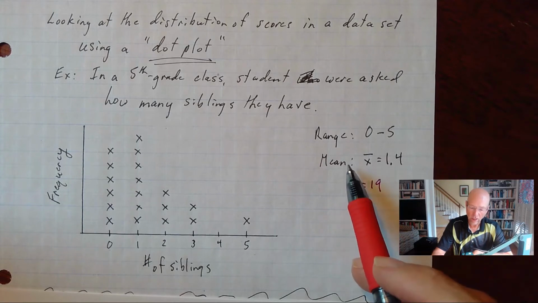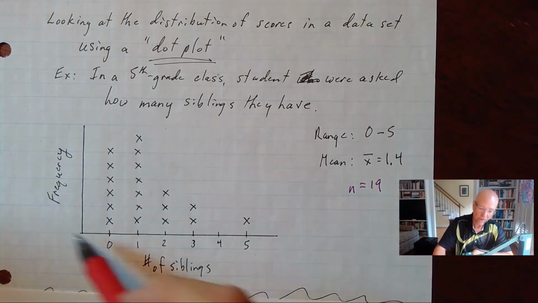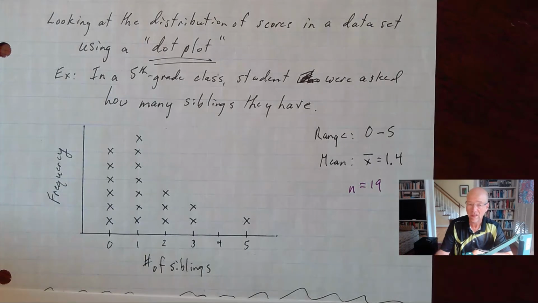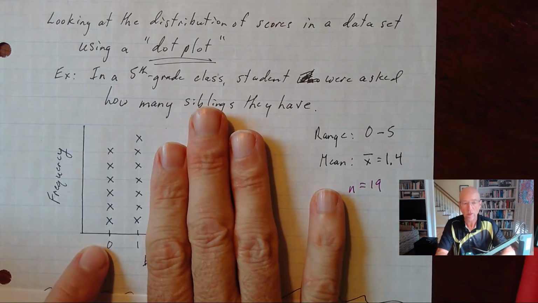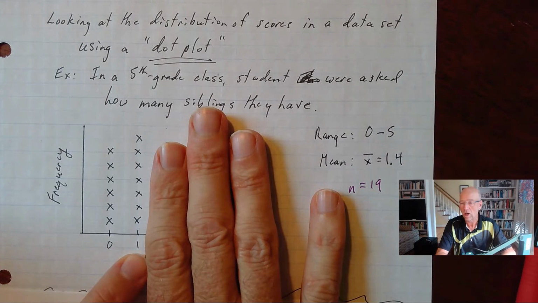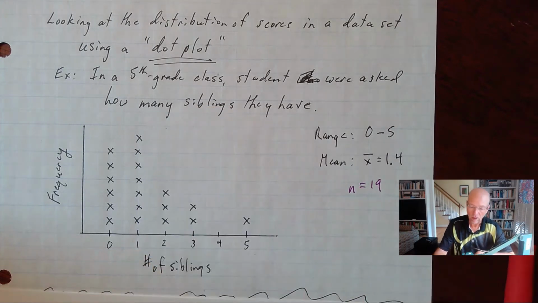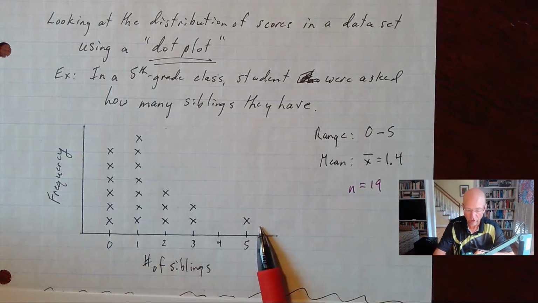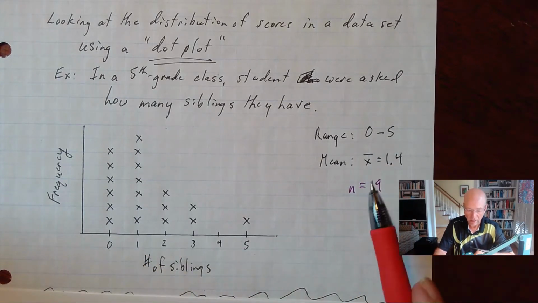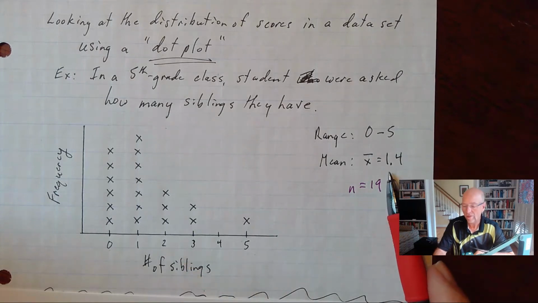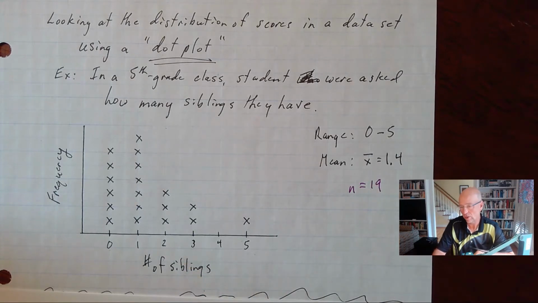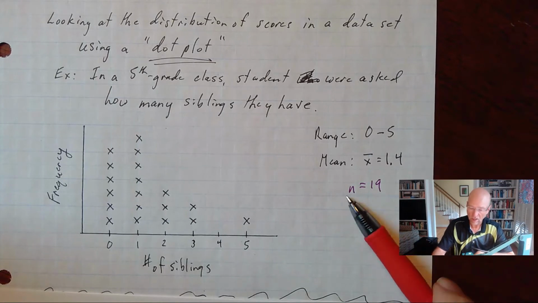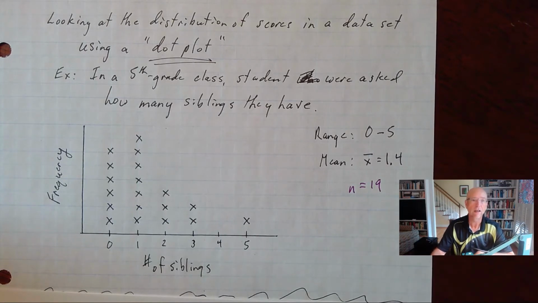So we've got a graph that allows us to look at the data set and recognize that really most of the people are either only children or have one brother or sister. The range, these are statistics we talked about earlier, would have been from 0 to 5. The mean is about 1.4, but if all I told you was the mean of 1.4, there's a lot of things that you don't really have a feel for about this data set until you look at the distribution of scores. This had 19 students in it.